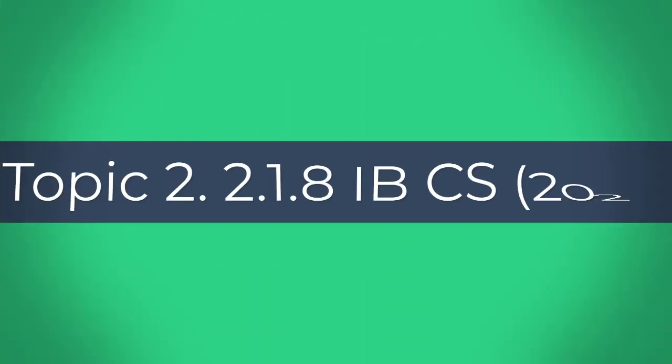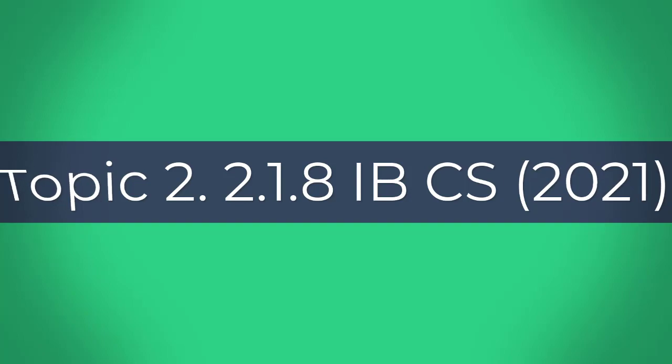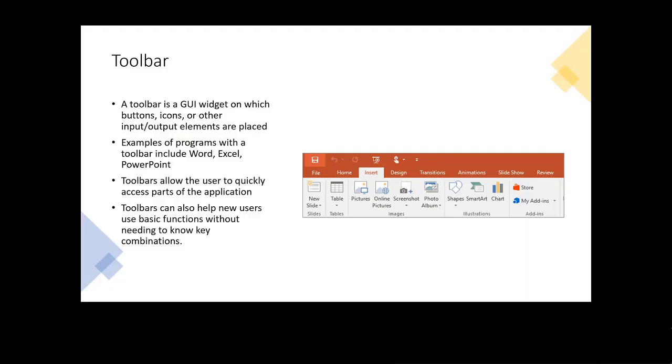input-output elements are placed. This is most common on consumer applications, and you'll mainly see it on programs like Word, Excel, and PowerPoint. They allow the user to quickly access parts of the application, like different functions. It can also help new users understand how to use the program, and it makes the program more intuitive. Since it allows the use of icons, you don't need to know special hotkeys to do certain features with the program.